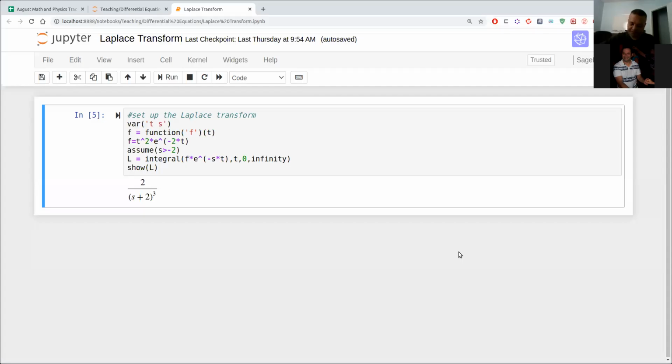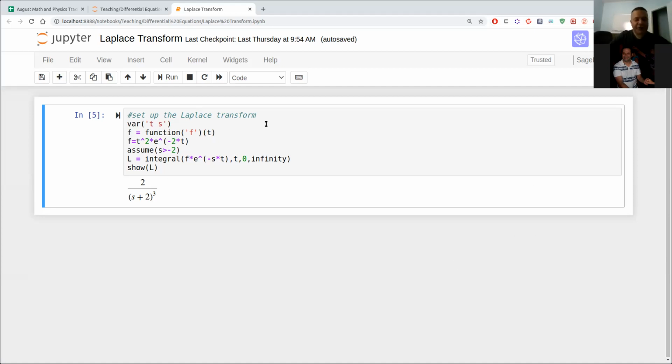Stopping broadcast here. Starting broadcast here. Okay, you guys see that I have my Laplace transform saver from the other day.